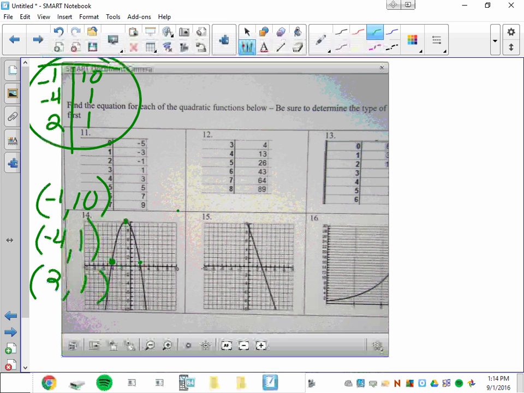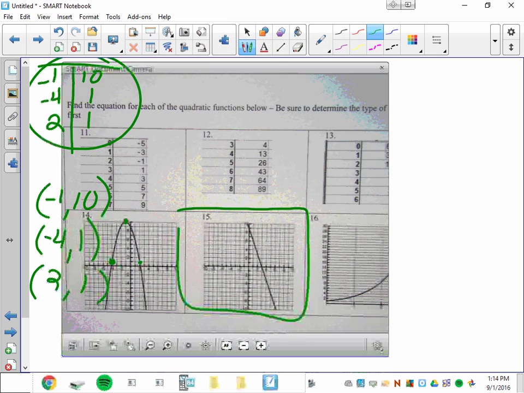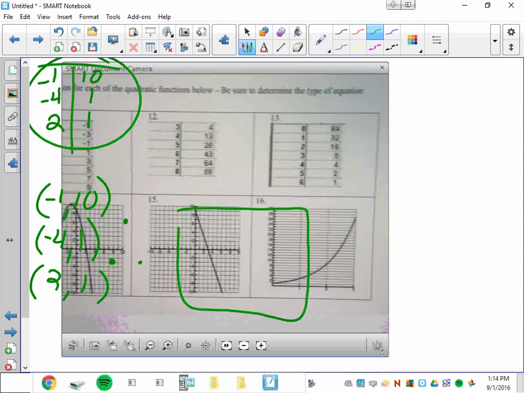On number 15, it's obviously not quadratic, it's linear. So pick some points and do linear. On 16, you need to figure out what sort of pattern it is.